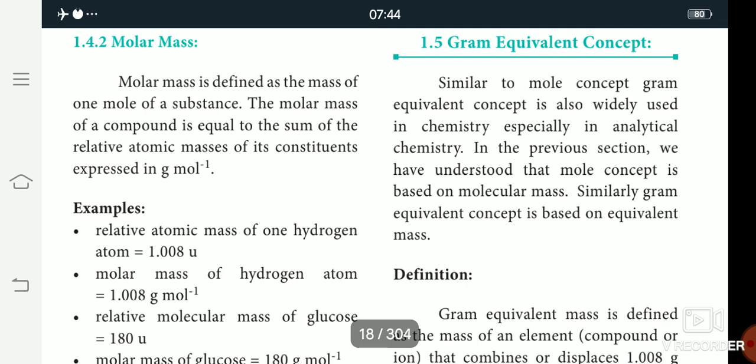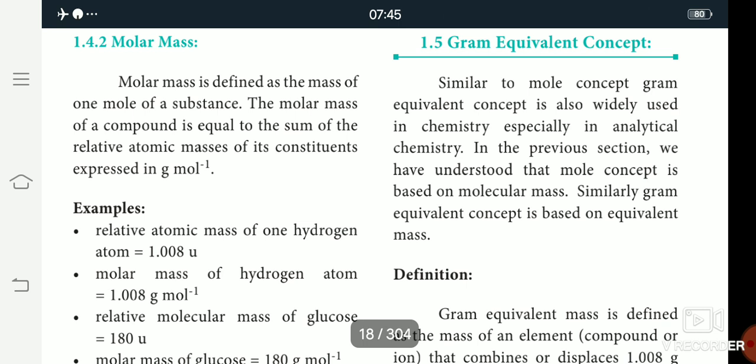The molar mass is defined as the mass of 1 mole of a substance. The molar mass of a compound is equal to the sum of the relative atomic masses. The unit of molar mass is gram mole minus 1.